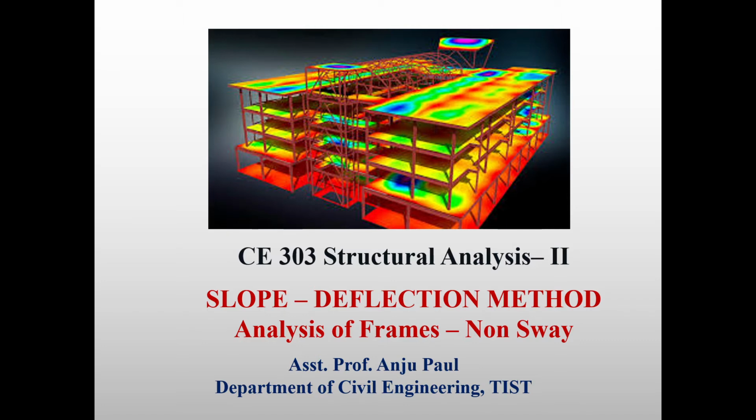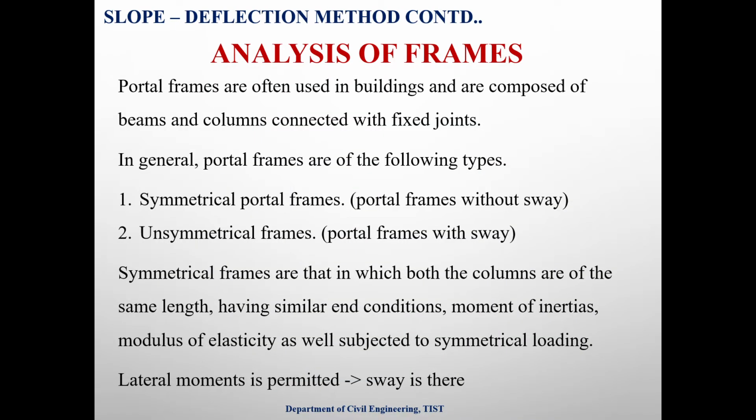Students, we are continuing the slope deflection method, analysis of frames without sway. Portal frames are often used in buildings and are composed of beams and columns connected with fixed joints. In general, portal frames are of two types. One is symmetrical portal frames, that means the portal frames without sway, and unsymmetrical portal frames, that means the portal frames with sway.